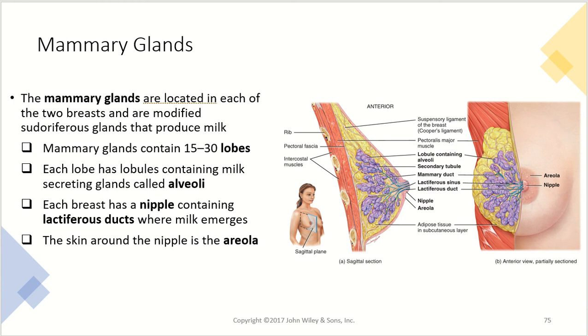All right, so we can see our lobules containing those alveoli, and each breast is going to have a nipple that's going to contain a lactiferous duct where milk is going to emerge, and then the skin around the nipple, which you can see here, is called the areola.